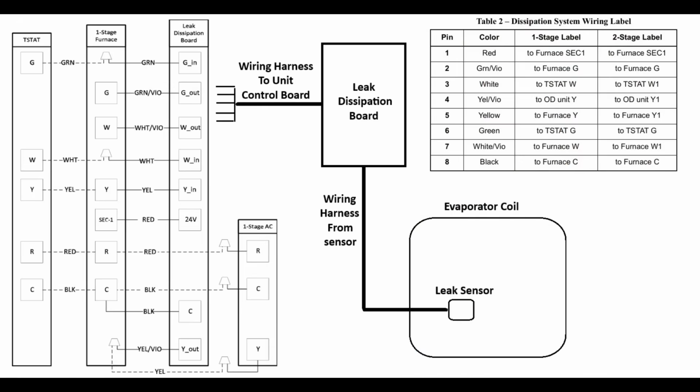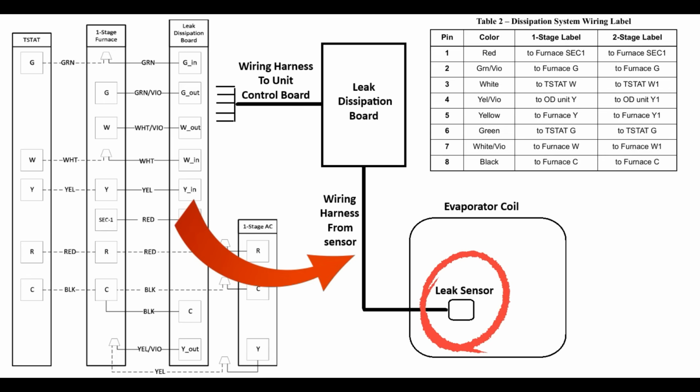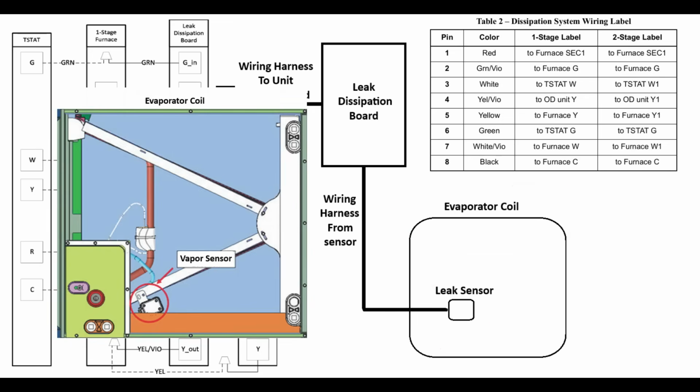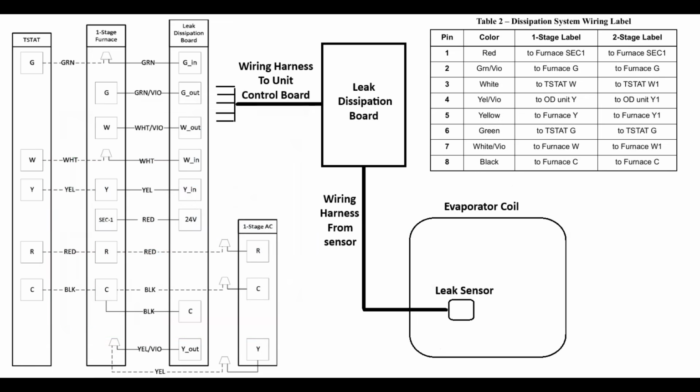Now this board has two wiring harnesses that come out of it. The wiring harness from the board to the actual leak sensor itself. Now this sensor is located in the evaporator coil. So this is actually in the airstream where the air passes over the coil and enters into the house. Now this wiring harness is connected at both ends with a Molex plug, so it's pretty straightforward.